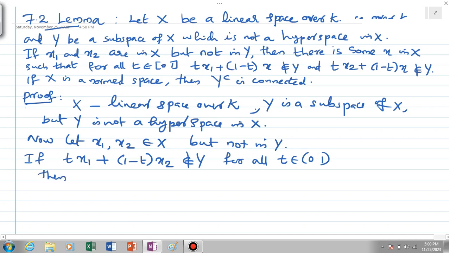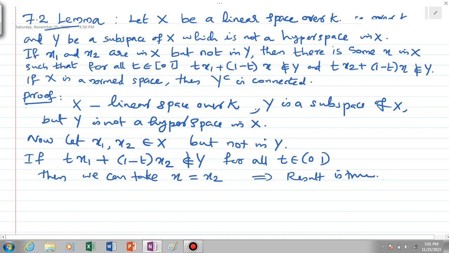Then we can take that element x as x2. Then the result is true. Whatever the case is, we have to select a point x in X such that the line segment joining x1 and that point is not in Y. So if this happens for x1 and x2, then we can choose x equal to x2, and similarly we can choose x equal to x1 in the other sense.